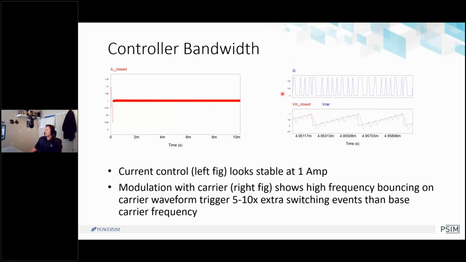The gating waveform is actually switching 5 to 10 extra times per cycle here. Every single time it goes across the blue line, it triggers a switching event. So instead of controlling the inductor current with the proper duty cycle, it's basically being controlled by some sort of pulse modulation. This won't work, because if this was supposed to be 250 kilohertz switching, now we're switching in the megahertz, and that's going to drive switching losses through the roof.